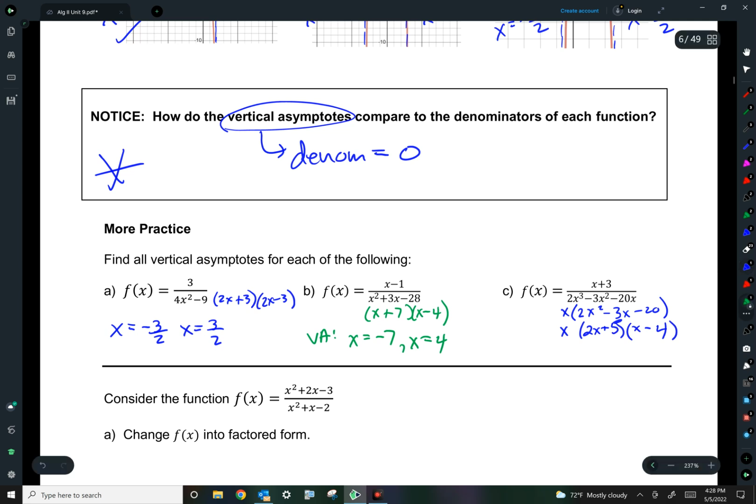So notice this time, the denominator has 3 factors. Well, that means there are 3 vertical asymptotes. So I'm going to have a vertical asymptote when x equals 0. That's from that first one, that common factor. And then I have x equals negative 5 halves. So there's a vertical asymptote at negative 5 halves, and another one at 4. So my vertical asymptotes are those 3. Okay? So look at this one.